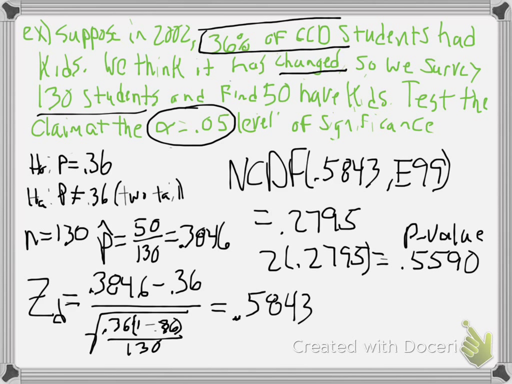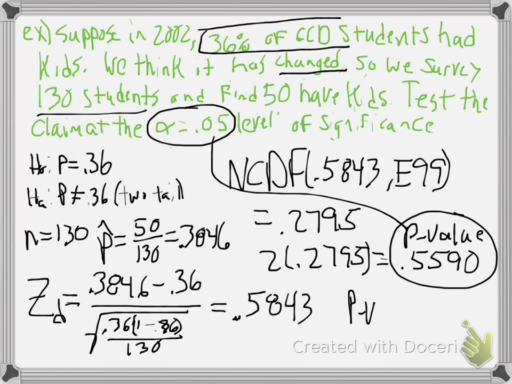of 0.5590. That's my p-value. Then I compare that to alpha. Since the p-value is greater than alpha, I fail to reject the null. That means I don't have enough evidence to say that the percentage of students has changed from 36% since 2002.